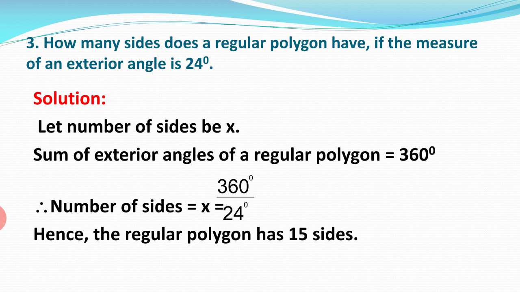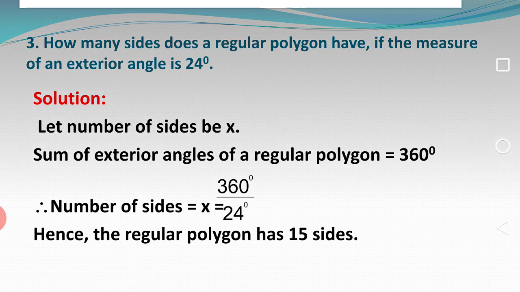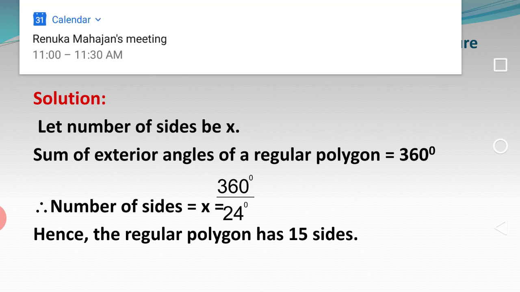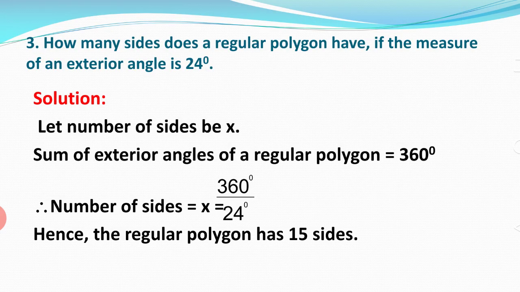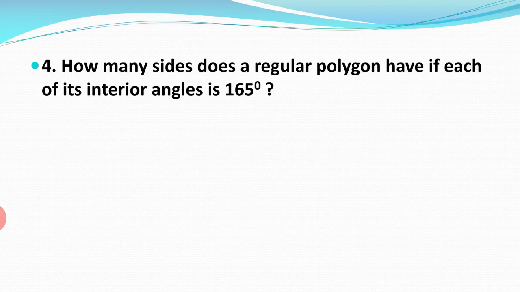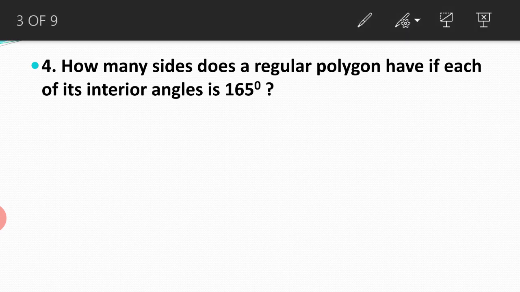So if we know the measure of exterior angle, we can find out the sides for a regular polygon. Is it clear, children? Similarly, if we know the measure of each interior angle of a regular polygon, then also we can find the sides. How? So now we know that all the interior angles form linear pair with the exterior angle.